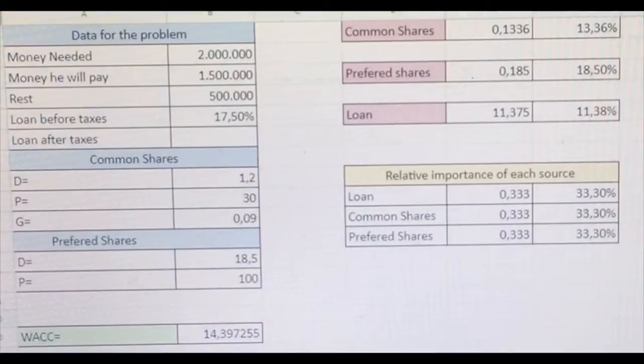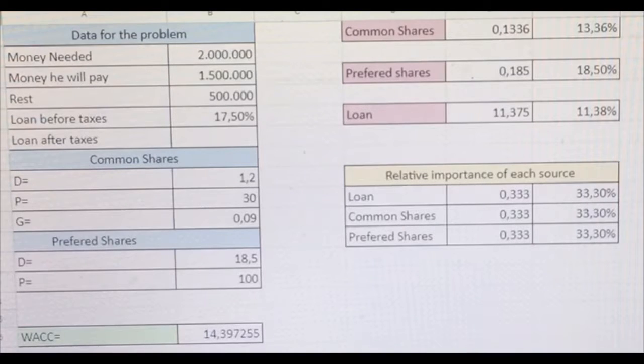This problem raises that it takes 2 million pesos to open the gas station. Of that amount, Juan is going to put 1.5 million, so that amount remains 500,000. Juan decides to request a loan from the bank, and in turn will sell common and preferred shares. The loan is 17.50%, but without counting taxes, the result is 11.38%. This result is obtained by multiplying 17.50 by 1 minus 0.35.